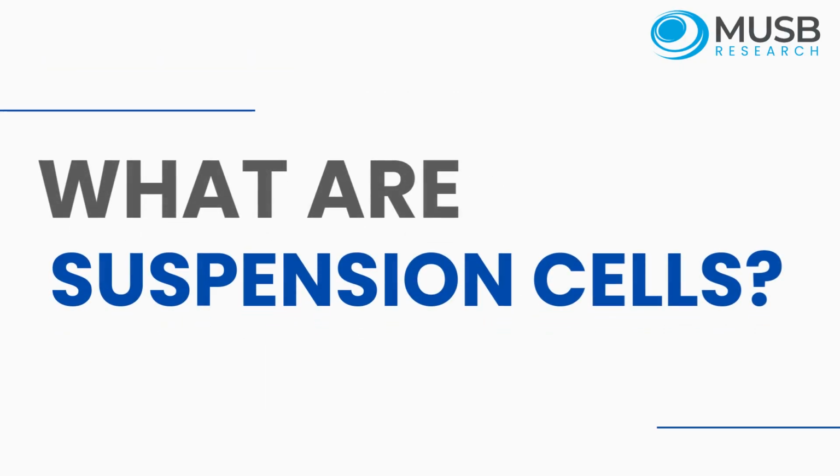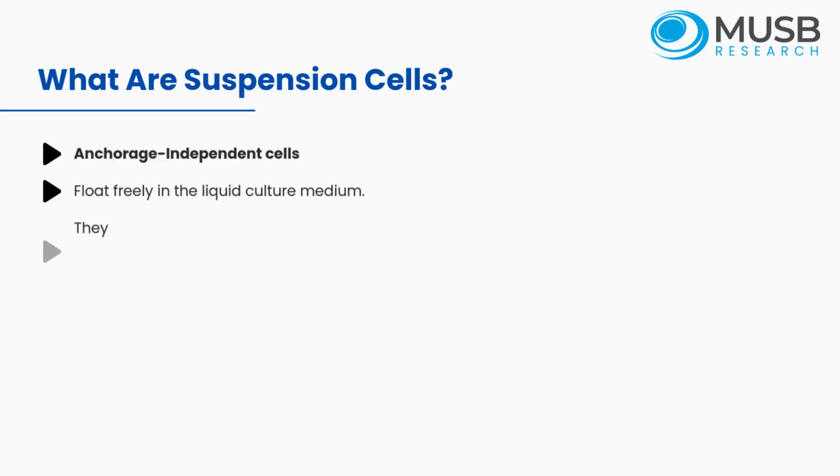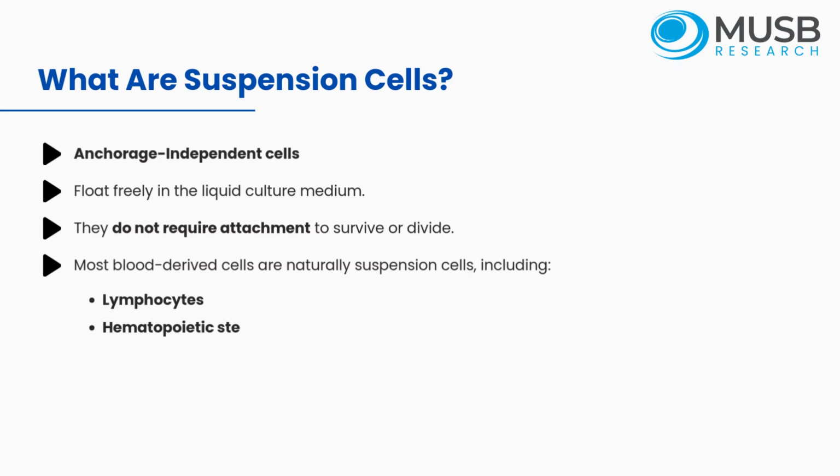What are suspension cells? Now let's contrast that with suspension cells. Suspension cells, also called anchorage-independent cells, float freely in the liquid culture medium. They do not require attachment to survive or divide. Most blood-derived cells are naturally suspension cells, including lymphocytes, hematopoietic stem cells, and leukemia cell lines.